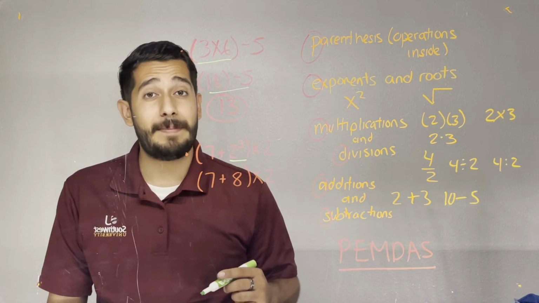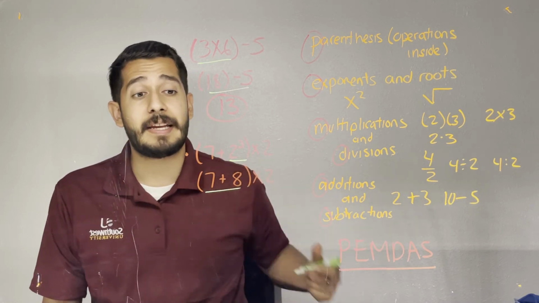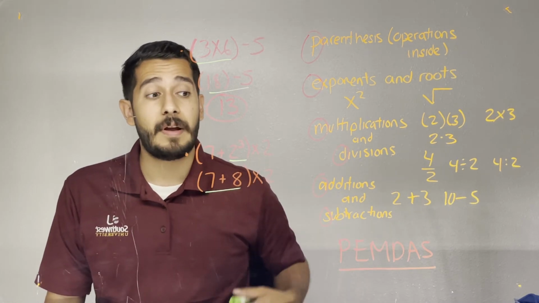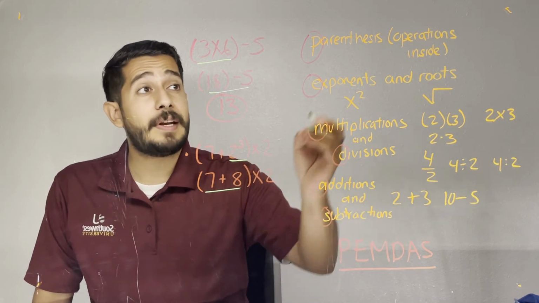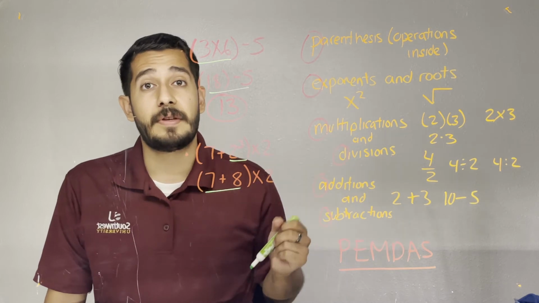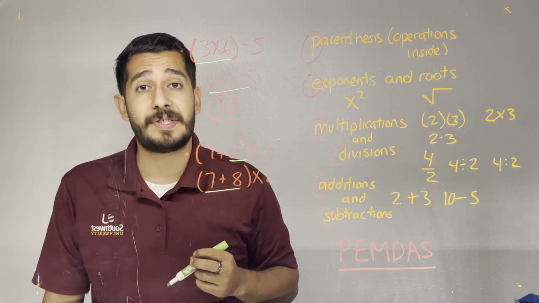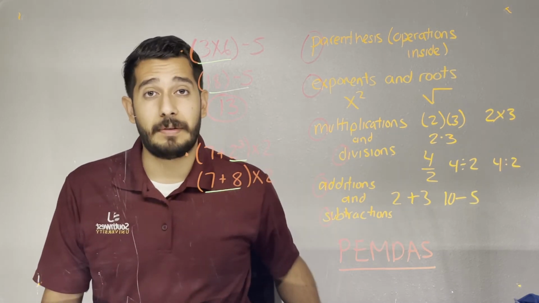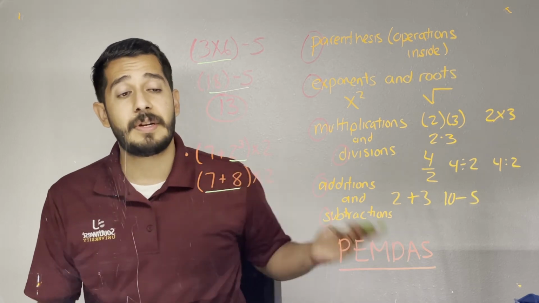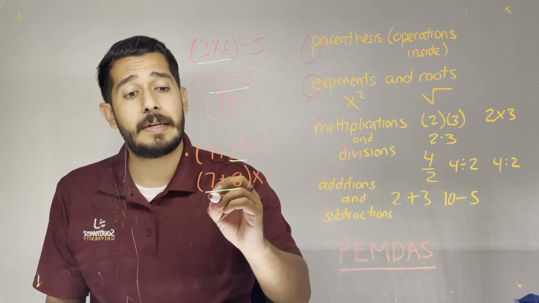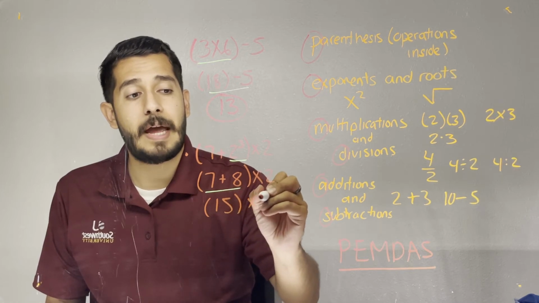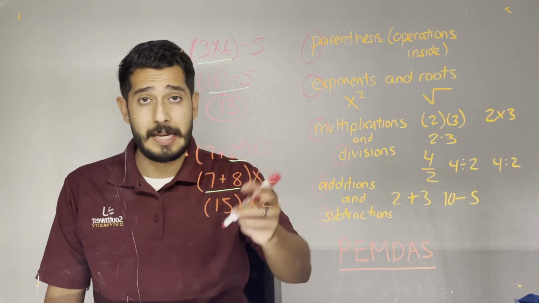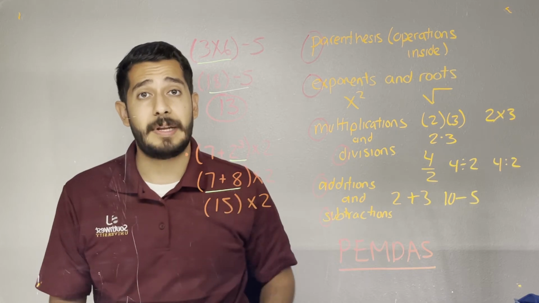If we keep following PEMDAS, the next thing that takes priority is going to be this addition. Not because we're over here on this step, but because this addition is within a parenthesis. So we have to solve that operation first before we keep moving on. So if we do the addition, 7 plus 8, that's going to be 15. And everything else in the expression has to remain the same.